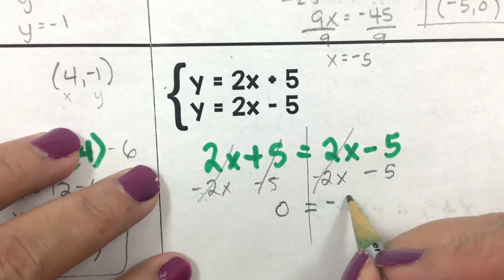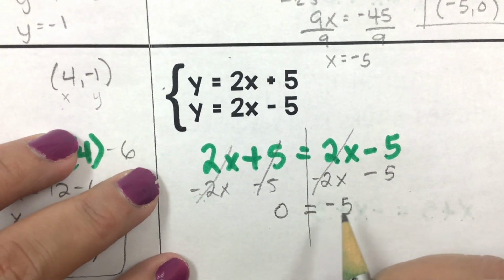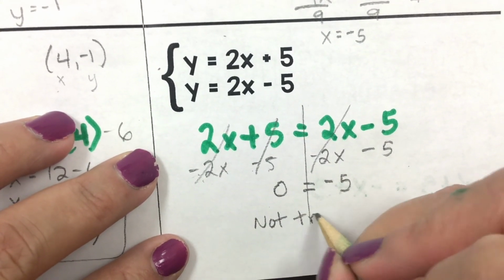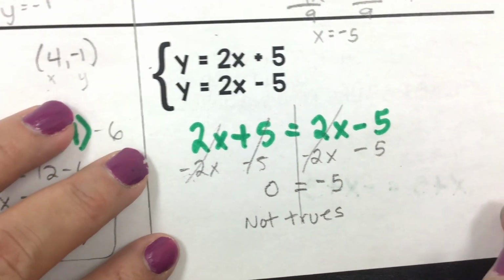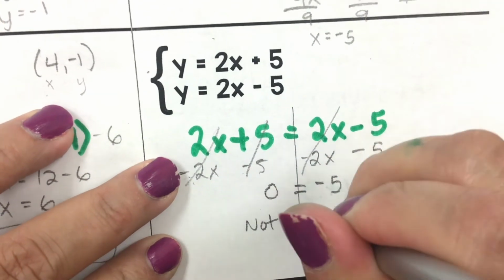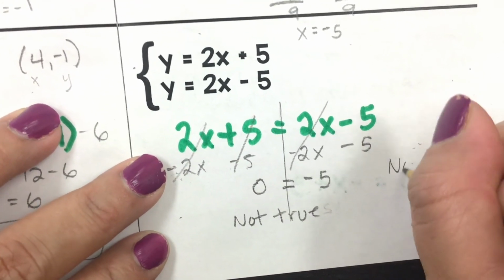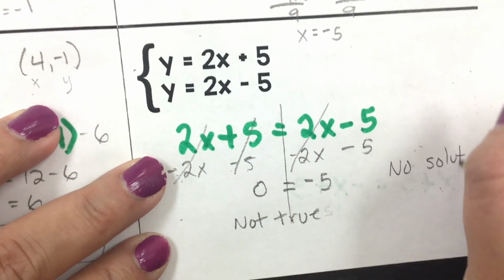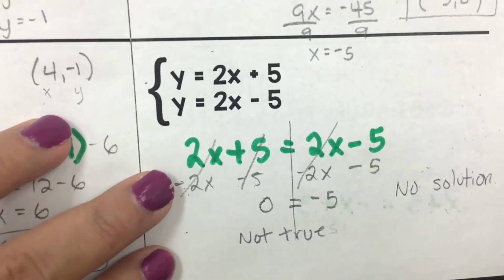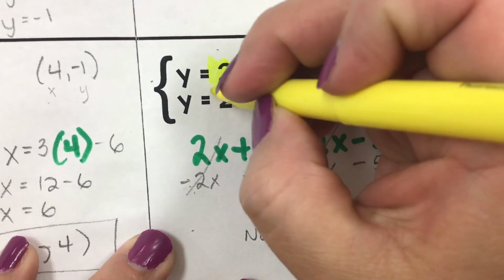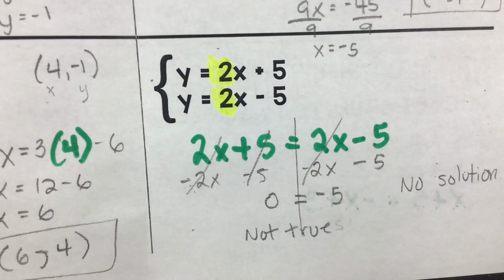And then 0 is equal to -5. That's not true. That's false. Since it's not true, that means it is no solution. So just to remind you, when we were doing the equations and graphing them, if they had the same slope, we knew that they were parallel and would not intersect. So this one would again have no solution.